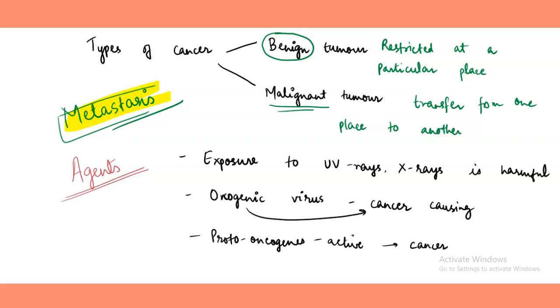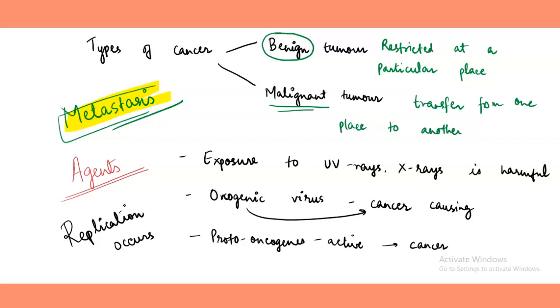So these are the few reasons which are mentioned in your book and you need to learn them. Exposure to UV rays or harmful radiations may cause cancer. Oncogenic viruses, if they invade the body of a healthy human being, then also cancer may happen. Proto-oncogenes, if they become active, then also cancer will happen. However, sometimes it has also been seen that replication errors also give rise to cancer.